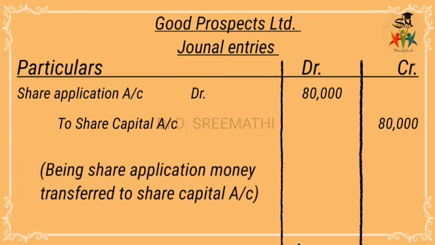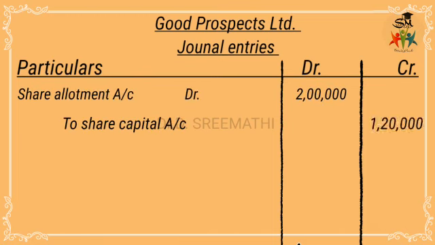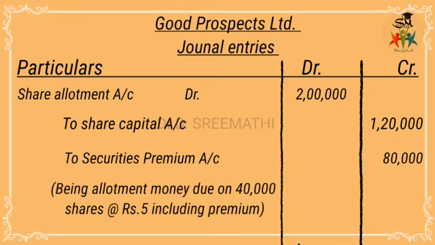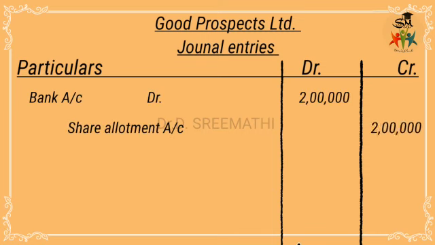The next one is debit share allotment account, credit share capital account and share premium account. It is for the allotment due. Here the allotment amount is 5 rupees, so 40,000 into 5, 2 lakhs. Share capital is 40,000 into 3, and securities premium is 40,000 into 2, which is 1,20,000 and 80,000. Then for receiving the allotment money, debit bank account, credit share allotment account, 2 lakh fully received.